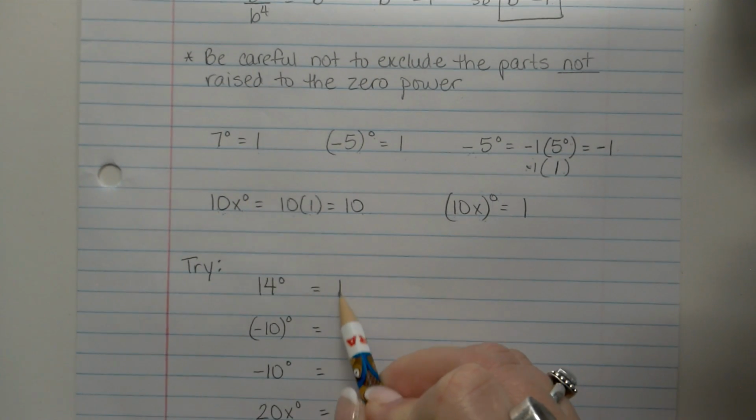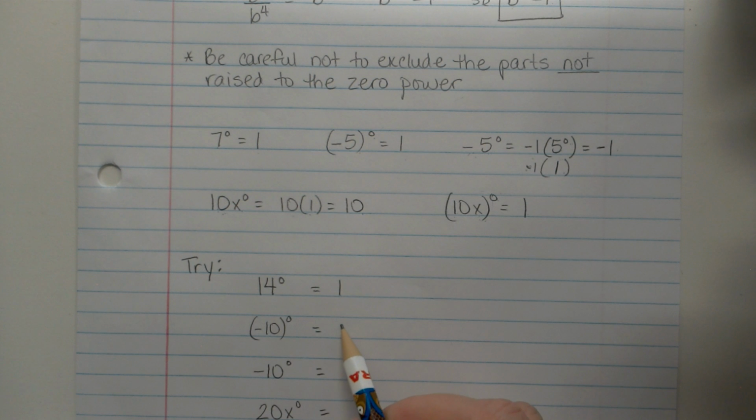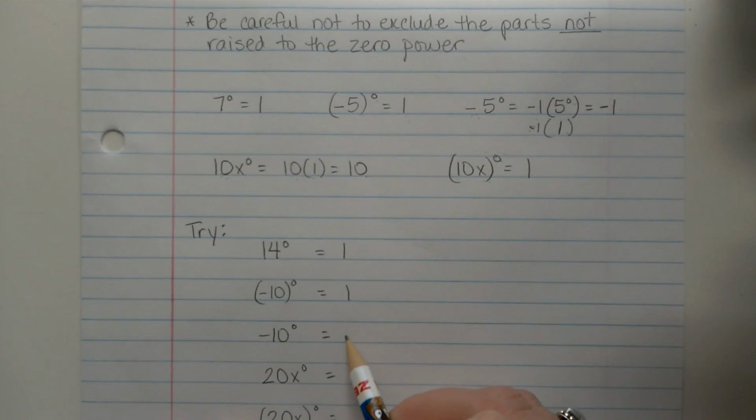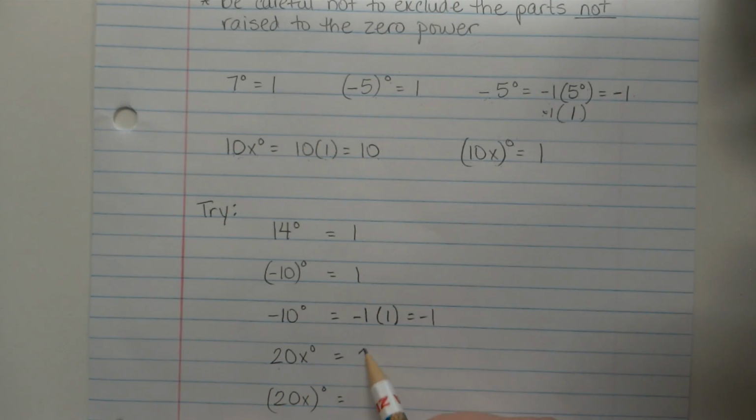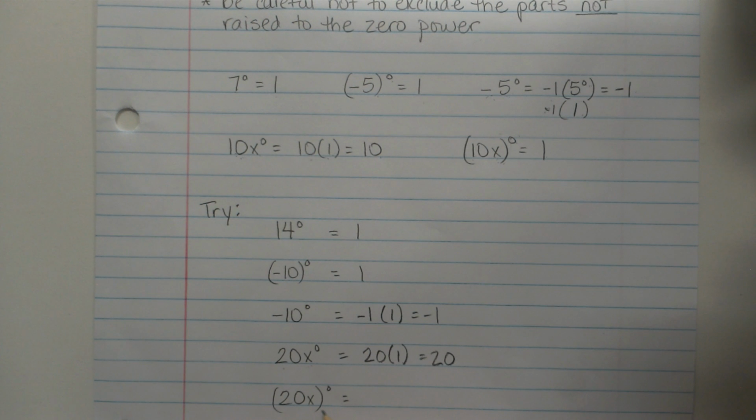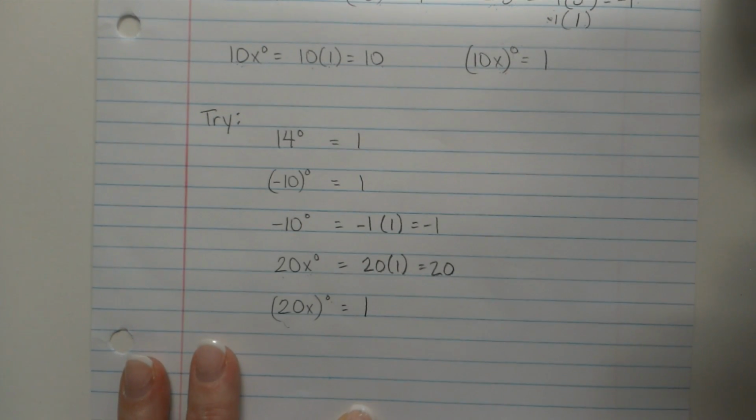All right, this one is 1. This whole thing is to the 0 power, so this is 1. This is the same thing as saying -1 times 10 to the 0 power. This is the same thing as saying 20 times 1, because the x to the 0 part is 1. And this whole thing is raised to the 0, so it would be equal to 1.